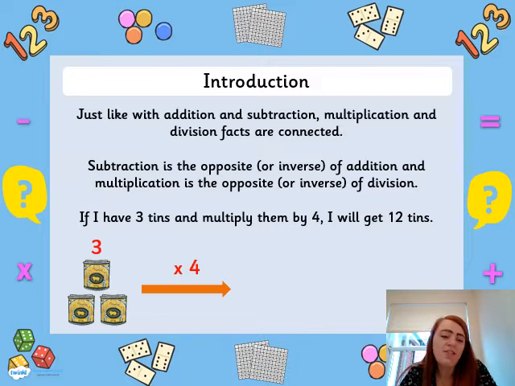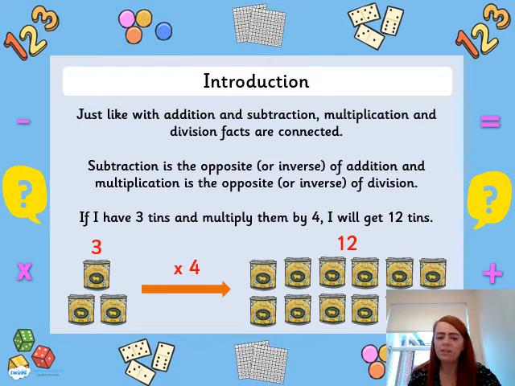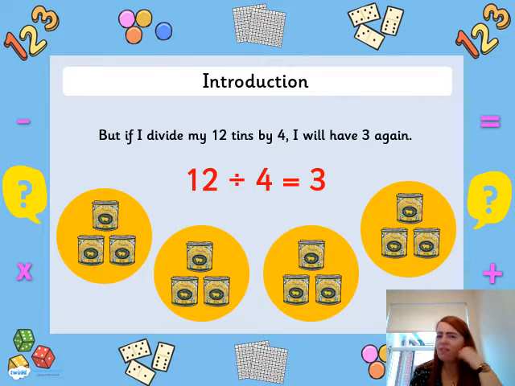So, just like with addition and subtraction, multiplication and division facts are connected too. Subtraction is the opposite, which is called the inverse of addition, and multiplication is the opposite, or the inverse, of division. So, for example, if I have 3 tins and I multiply them by 4, I'll get 12 tins, won't I? So there's a multiplication sentence, but you can also have a division sentence that is really connected to that.